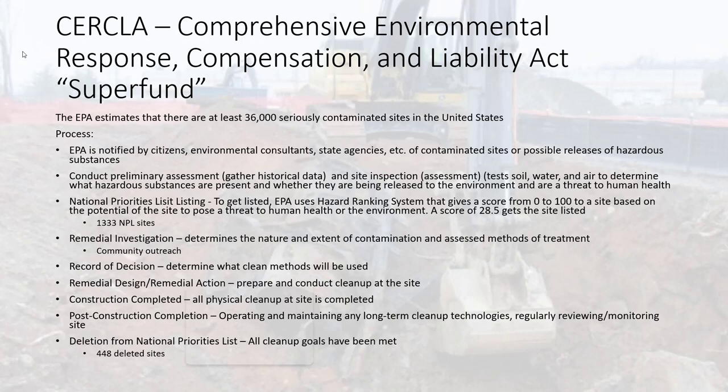And they established a hazard ranking system that gives a score from 0 to 100 to a site based on the potential of the site to pose a threat to human health or the environment. And if that site scores 28.5 or above, it gets listed on the national priorities list. And that national priorities list then means it is a Superfund site and they will go forward with this remedial investigation and these remedial actions that I'm going to talk about. So they will do this assessment. They have this hazard ranking system. If they score high enough, they become listed on the national priorities list. And then the further things that we'll talk about come into play. There are currently 1,333 sites that are listed on the national priorities list.